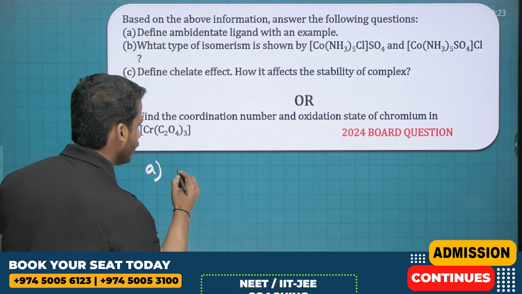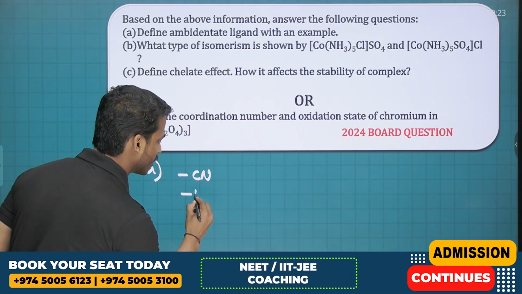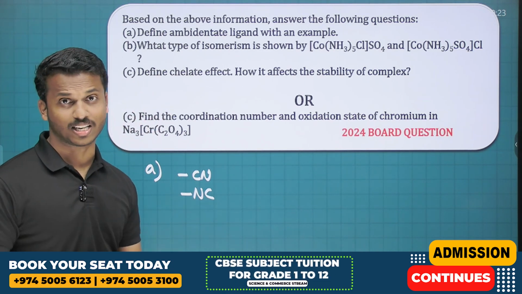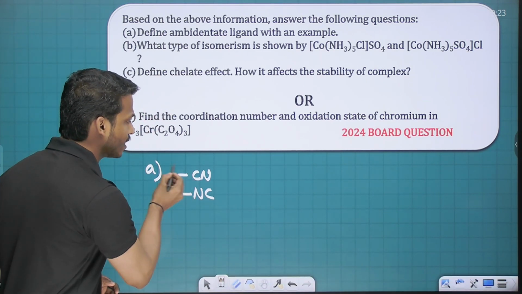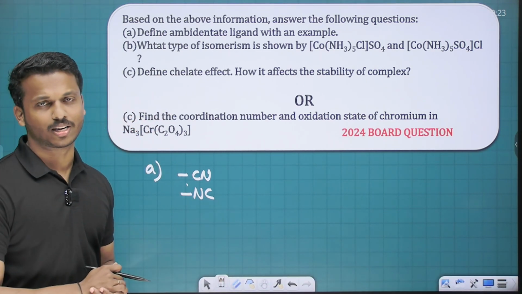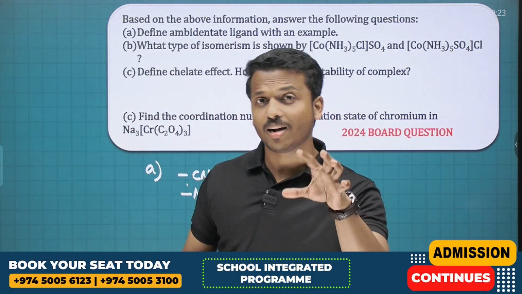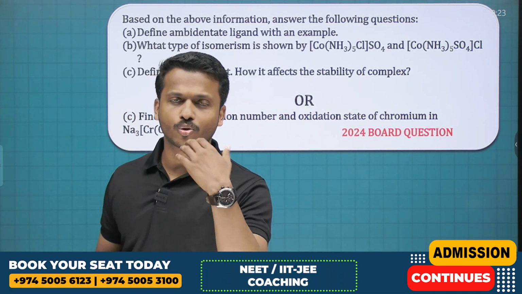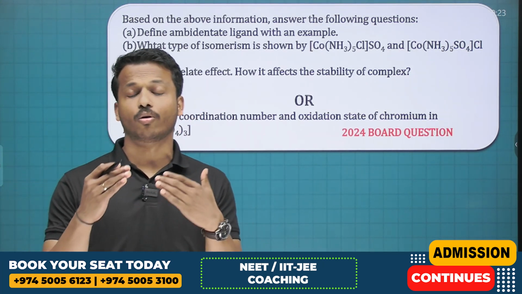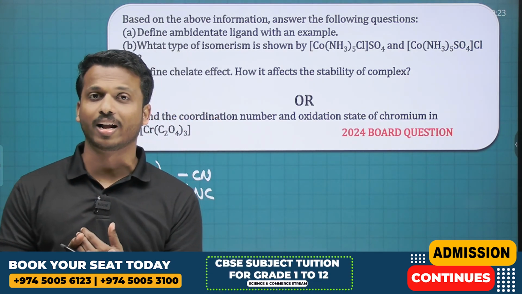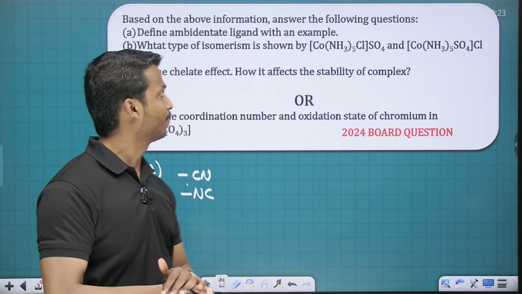For example, we studied cyanide. Its ambidentate ligand is NC, isocyanide. Here carbon is the donor atom, here nitrogen is the donor atom, but at a time they can use only one. So ambidentate ligands are certain monodentate ligands having two donor atoms actually, but they can use only one at a time. That's called an ambidentate ligand.